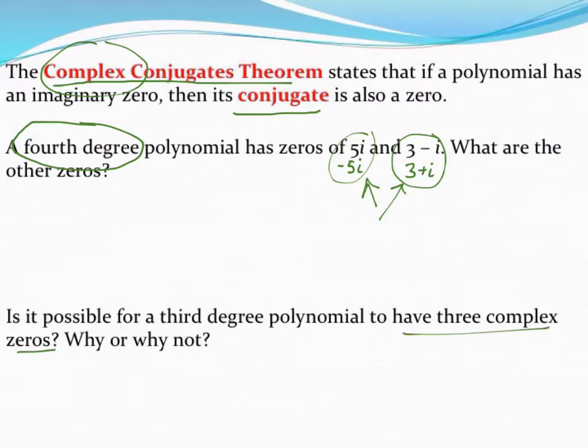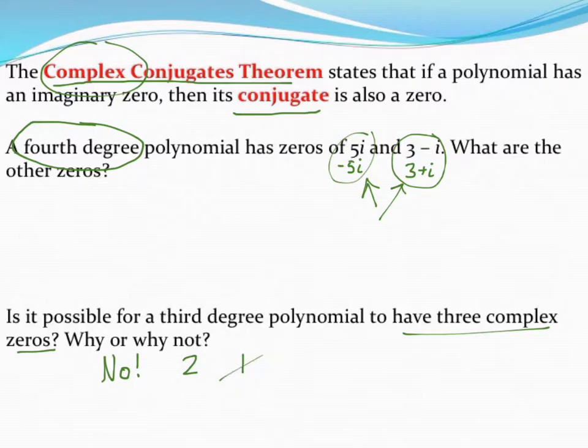Why or why not? Well, as we just discussed, it's not going to be possible because you can't have just a single complex solution. So we could get two of them, two could be imaginary, but that leftover one wouldn't be able to be imaginary because it doesn't come with a pair, so it's not possible.